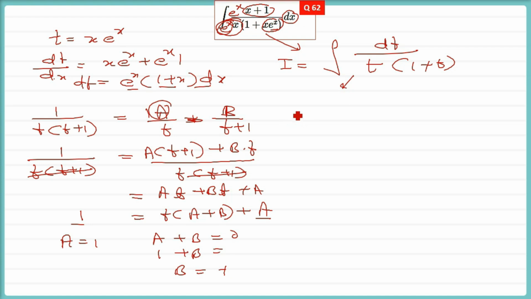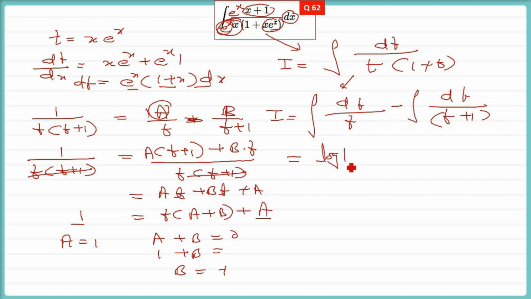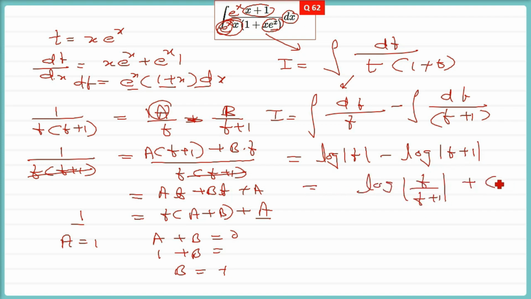And when we integrate this, I will be equal to the integration of dt divided by t, and since b is negative 1, I'm taking the negative outside, integration of dt divided by 1 plus t, or t plus 1. Now this will give you log modulus of t, and this will give you log modulus of 1 plus t, or t plus 1. This will become log t divided by t plus 1 plus a constant of integration.